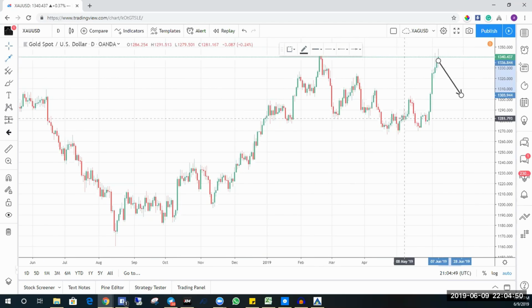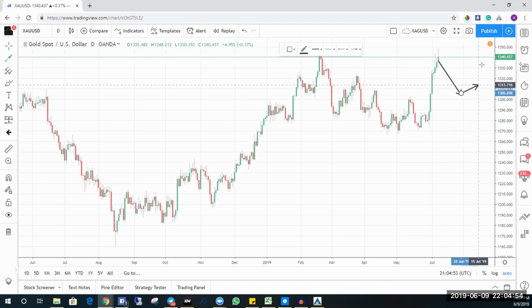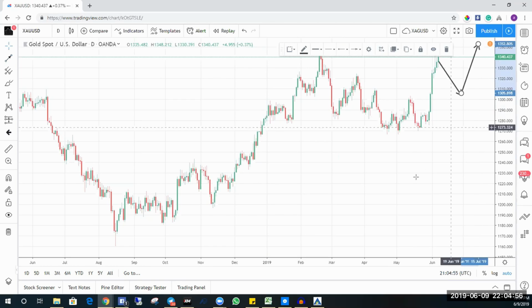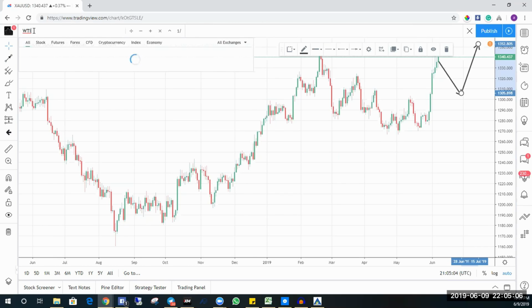We've not seen that yet, so we definitely would need to wait for that before we head higher. So still very much bullish for gold. That's our outlook. For crude oil, let's see WTI.